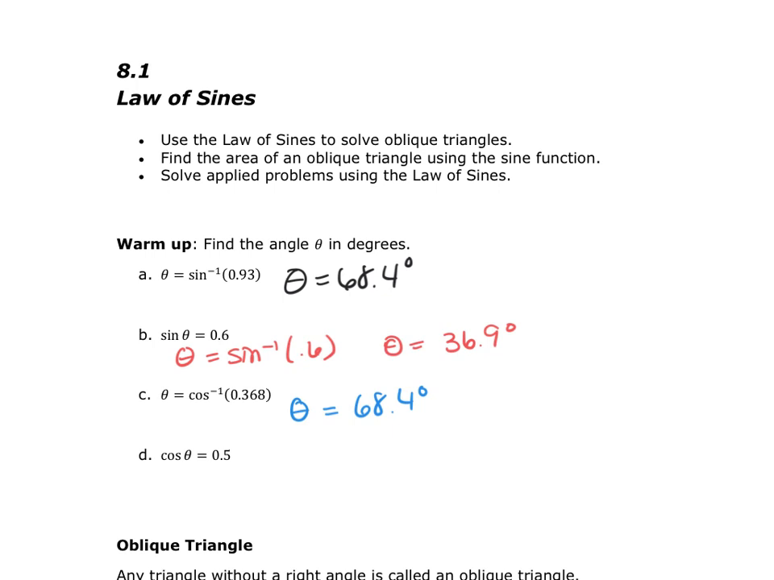And then on my last one, I'm going to go ahead and do the cosine inverse of both sides, and so I get theta is equal to the cosine inverse of 0.5. So here theta is equal to 60 degrees.